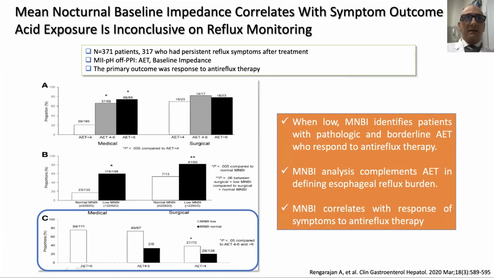In this study, Prakash Gyawali and Edoardo Savarino subgrouped patients according to the indications of the Lyon consensus and evaluated MNBI in patients with inconclusive diagnosis of GERD. They concluded that low MNBI values identify patients with pathologic and borderline acid exposure time who respond to anti-reflux therapy. MNBI analysis complements acid exposure time in defining esophageal reflux burden, and MNBI correlates with response of symptoms to anti-reflux therapy.